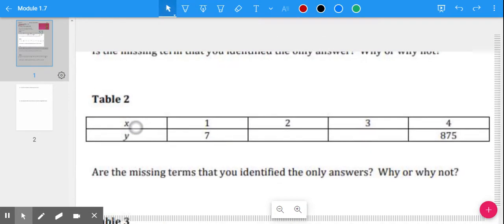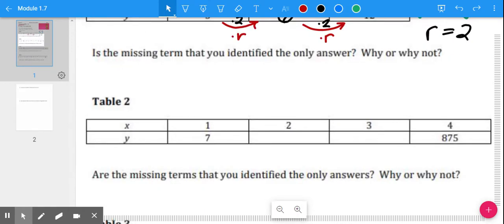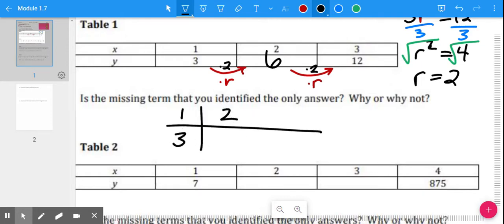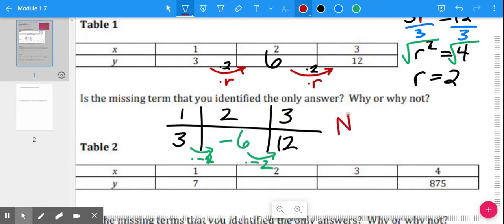Now it says, is this the only missing term? Is that missing term you identified, that 6, the only answer? And why or why not? In this case, it's not. Because if I use the exact same table and I multiplied by a -2 instead of a +2, I would have ended up with -6 times -2 would still give me a +12. So no, in this table, r could also equal -2.